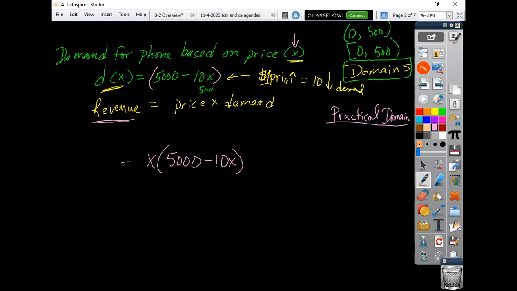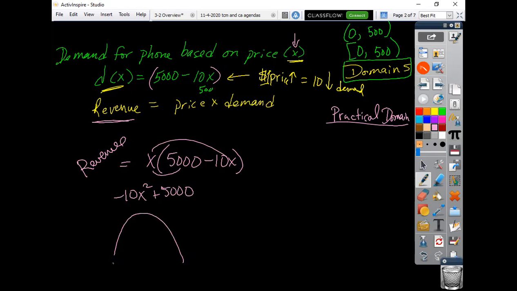So this right here would equal our total revenue that we're ever going to get. And if you think about what that looks like, you've got a 5,000x here, and then this negative 10x squared, I'll put that in front for standard form. And so this is a parabola opening down. Well, it kind of makes sense.